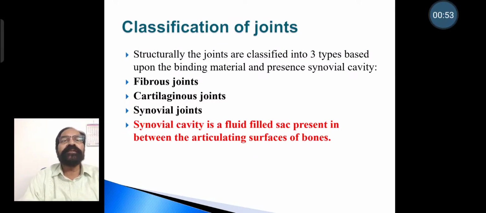Structurally, the joints are classified into three types based upon the binding material and presence of synovial cavity: fibrous joints, cartilaginous joints and synovial joints. A synovial cavity is a fluid-filled sac present in between the articulating surfaces of bones.